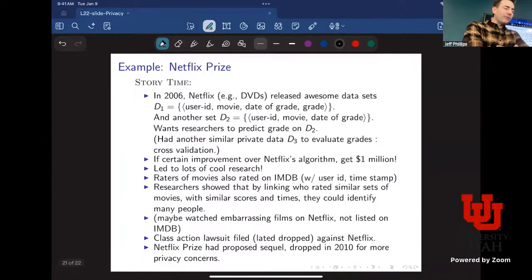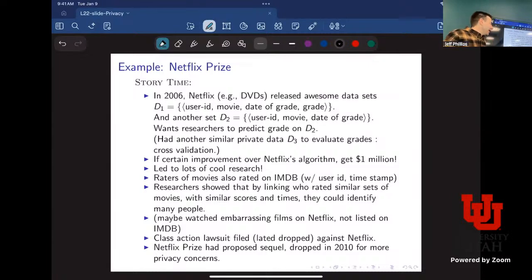But unfortunately, there was a very publicly planned sequel for the Netflix prize that the community was very excited about in 2010. Before then it was delayed, and eventually they decided not to do it. They decided that the privacy concerns were too big, that they could probably link the data. And so this was kind of the end of companies being not careful about releasing these cool big data sets that involve their customers.